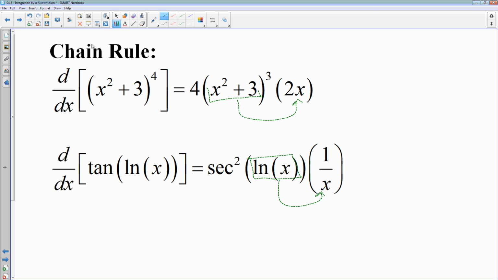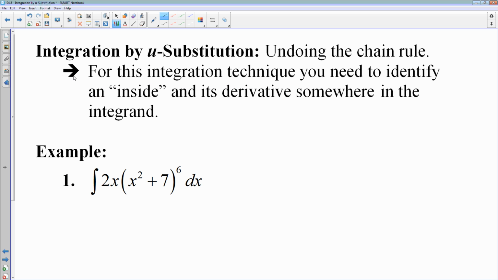And the trick with the chain rule is you want to identify some inside, and I use inside loosely there because sometimes it's not really inside. You'll see what I mean. Okay, that was stupid. I shouldn't have said that. I take it back. All right. So we're looking for an inside and its derivative somewhere inside your integral, or the integrand, if you want to be technical.